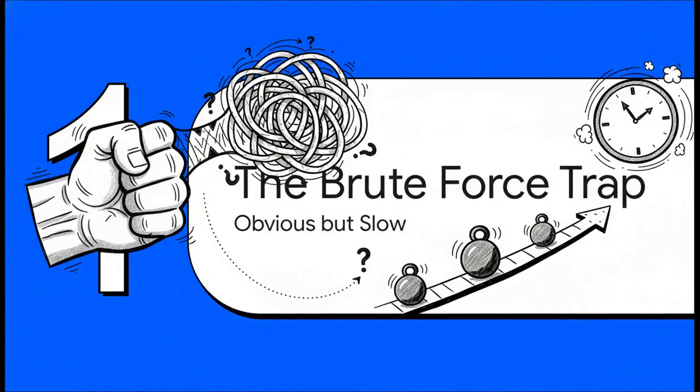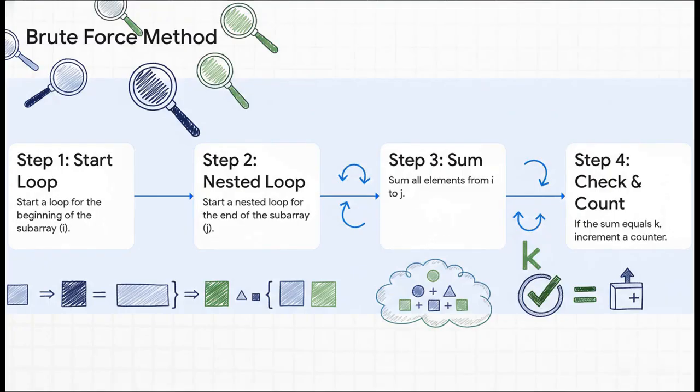You know, the first idea that pops into pretty much everyone's head is what we call the brute force approach. It's the most direct, most obvious way to think about it, but as you're about to see, it's a trap. It has a major weakness. The logic here is, well, straightforward. We basically tell the computer, hey, check every single possible subarray. You pick a starting point, then you pick an ending point. You add up everything in between, and then you ask, does this equal our target k? If it does, great, we tick a counter up by 1. And you just do this for every single start and end combination you can possibly imagine.